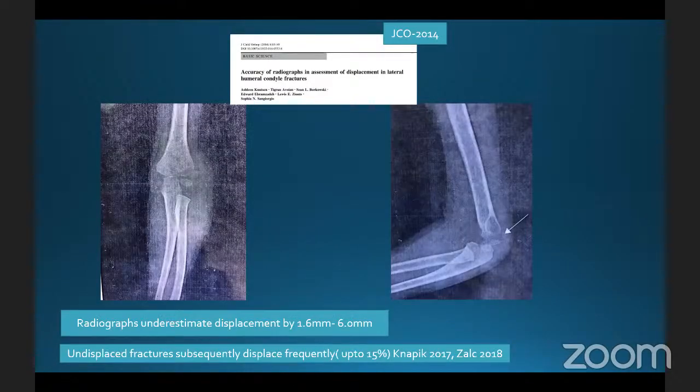Can you comment? Should we treat it with casting only? This fracture, what type of fracture is this? What classification will you put it as? Gaurav, Shalin, or any other fellow, if you want to take?